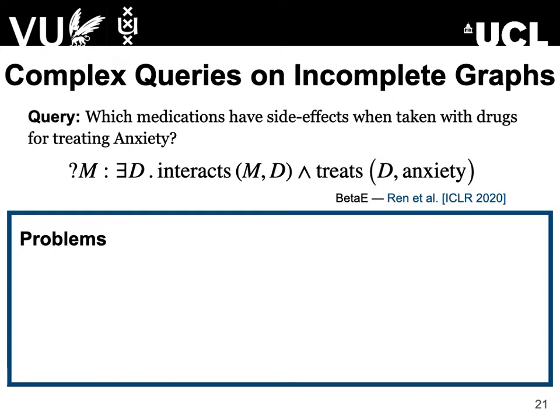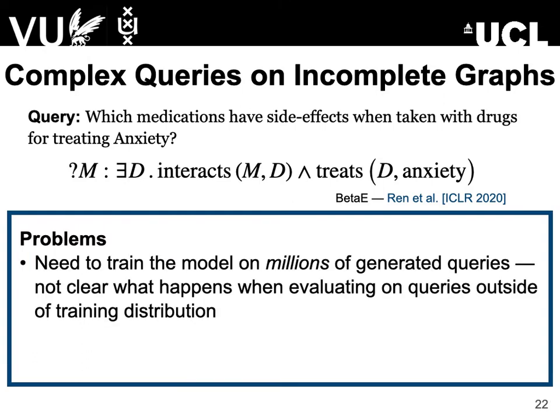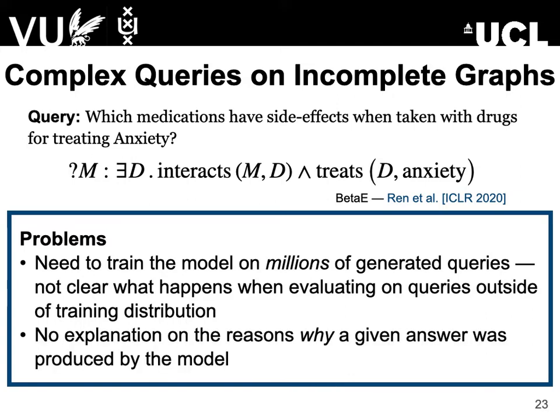Now, there are two main problems with this approach. One is that training is extremely expensive, since the models need to be trained on millions of generated queries. Also, it's not really clear what happens if we evaluate on queries that differ from the queries that we used for training. Another issue is that there is no explanation for the reasons why a given answer was predicted.